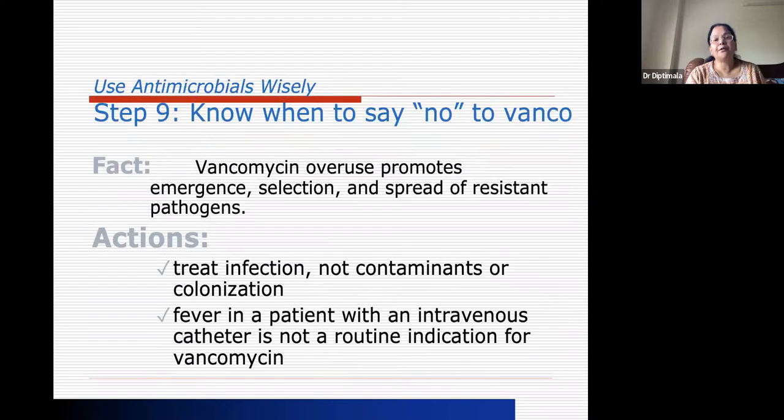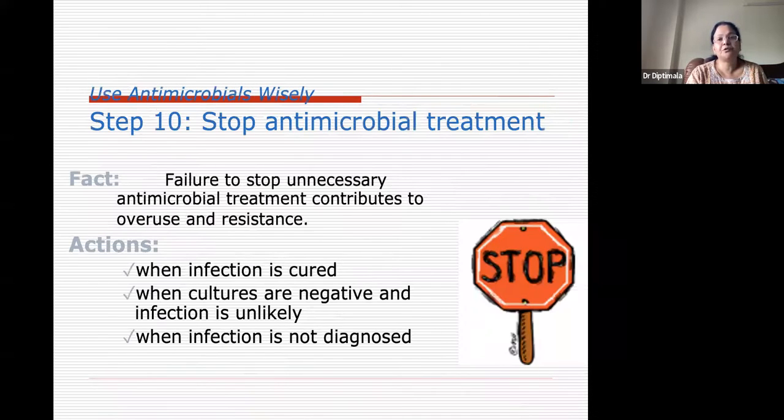Know when to say no to Vanco. Vancomycin overuse promotes emergence, selection, and spread of resistant pathogens. Failure to stop unnecessary antimicrobial treatment contributes to overuse and resistance.